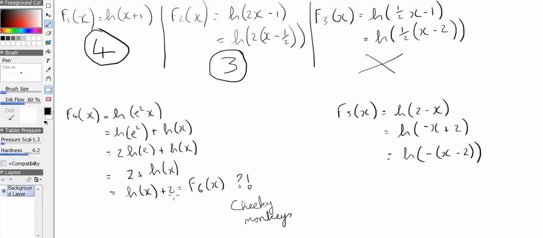Ln x plus 2 is just a vertical move upwards of 2 places, and if you have a look at which one was it? Yeah, graph 1, you can see it goes through the point 1, 2, whereas before it was going through the point 1, 0. So you've taken the ln graph and moved it 2 places up. So both of those, f4 and f6, are going to be graph 1. So I thought that was a bit harsh actually, but there we go. That's what they're giving us. So that's going to be graph 1.